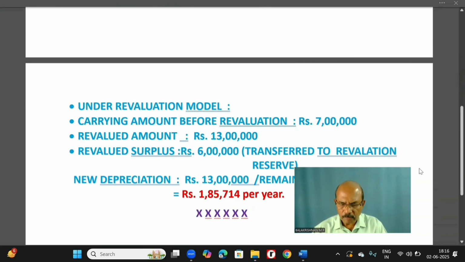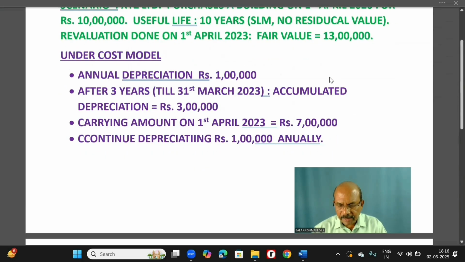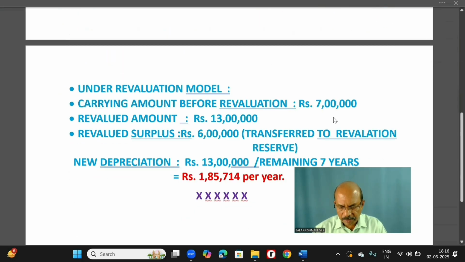Revalued amount, what is that? 13 lakhs has been given. Yes, that's the revalued amount. Revaluation surplus, how much? 13 minus 7, 6 lakhs. That will be transferred to revaluation reserve.